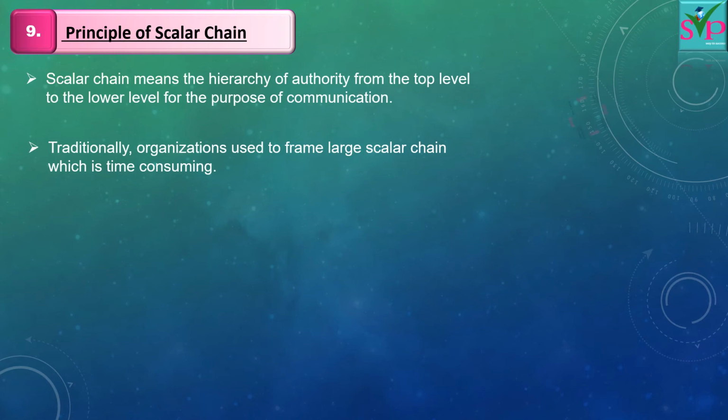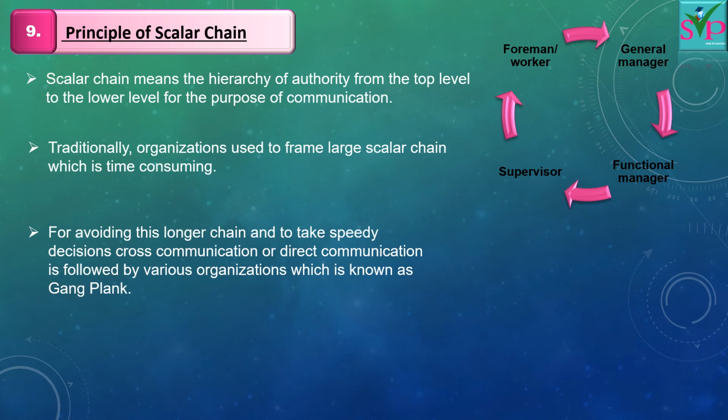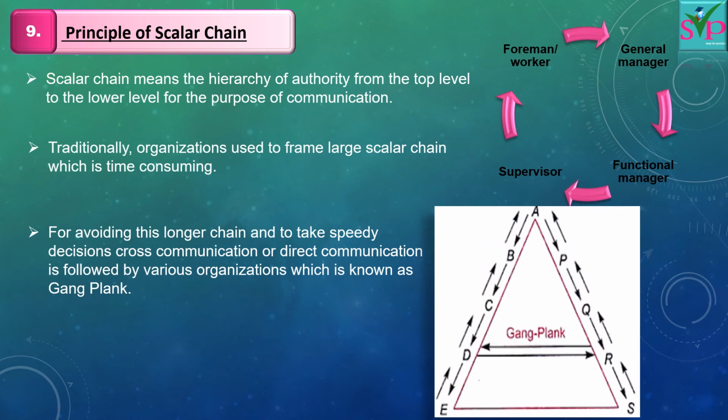You can see in this diagram, it is a large scalar chain of communication which is not complicated, but it is time consuming. Even it leads to delay in decision making process. For avoiding this longer chain and to take speedy decision, cross communication or direct communication is followed by various organizations, which is known as gangplank. As you can see in this diagram, gangplank helps in shortening the route of communication.